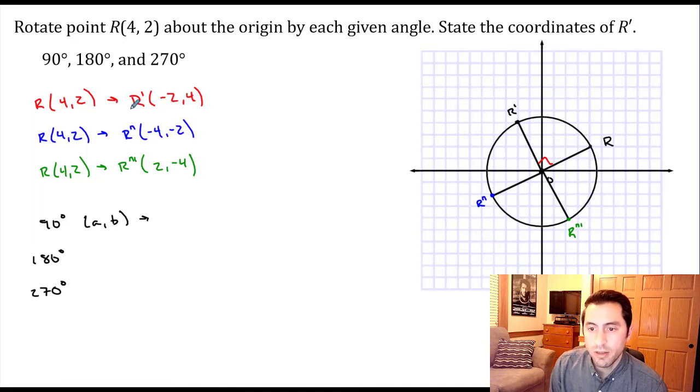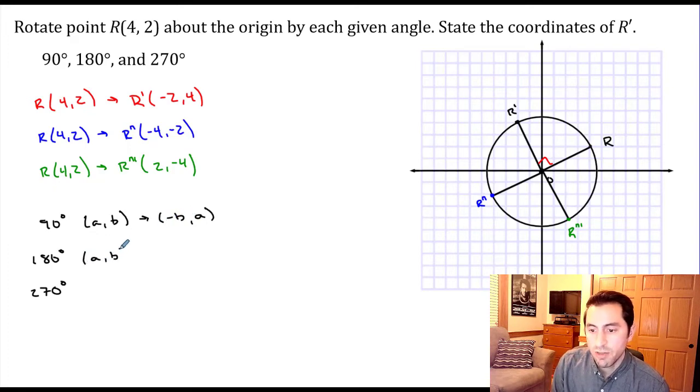So it looks like the 4 and the 2 switched spots, and then the 2 became negative. So if this was AB, now they're going to switch spots, so B and A, but then this first one became negative. So my shortcut is going to be negative B, A.